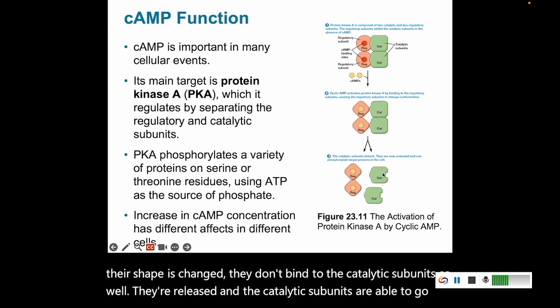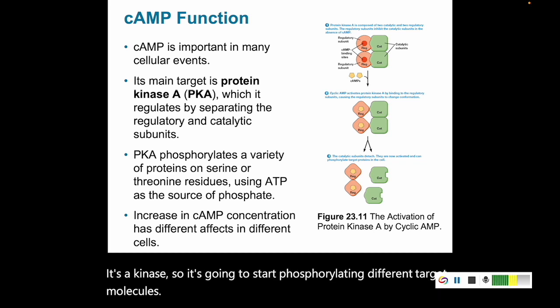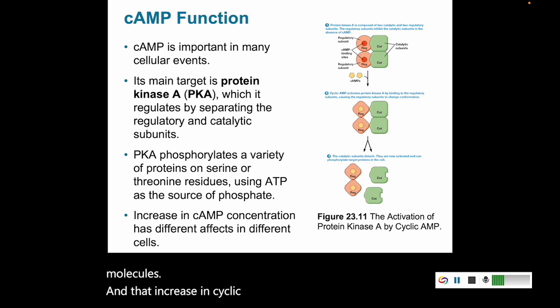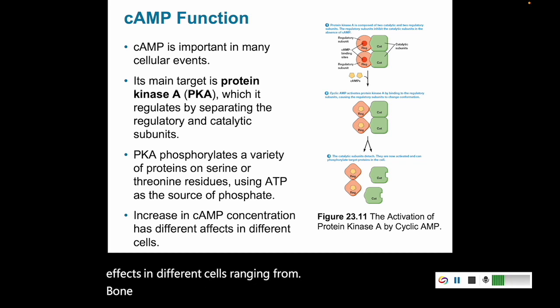It's a kinase, so it's going to start phosphorylating different target molecules. And that increase in cyclic AMP concentration will have different effects in different cells, ranging from bone resorption to releasing glycogen.